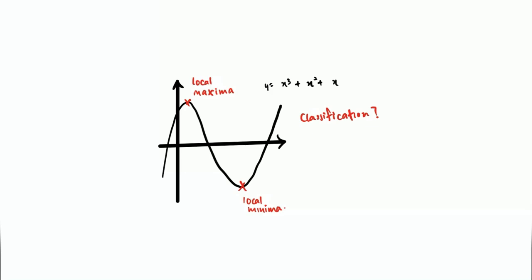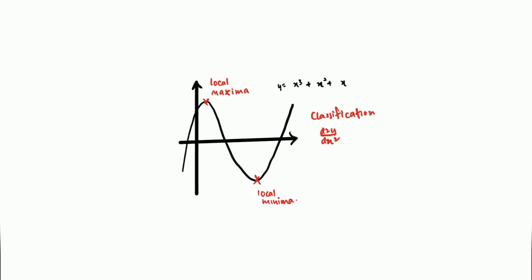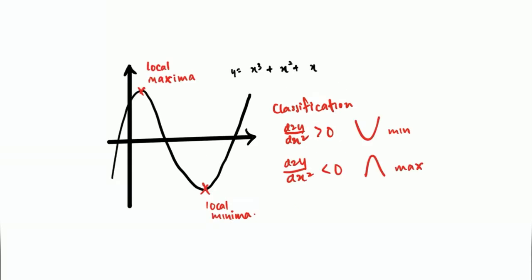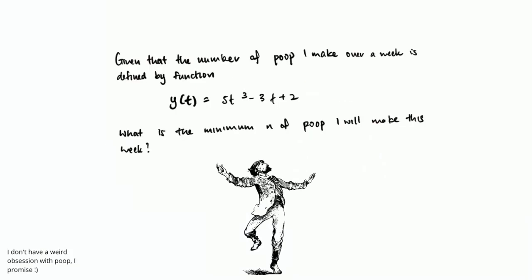Which one is the minimum or maximum then? Or in other words, how do I classify them? This is where the second derivative comes into play. To make it simple, the second derivative is the differentiation of your first derivative. Now if my second derivative is more than 0, then I know that the x value and the corresponding y value is a minimum, and vice versa. So that's a lot of theory.